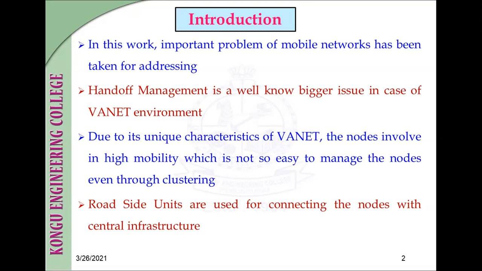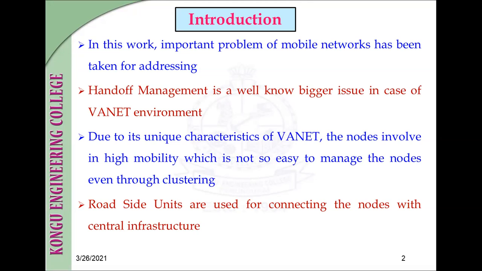This is a very challenging task in a vehicular network, because every vehicle moves at a faster rate, more than 150 kilometers per hour. That is why I have taken handoff management as a bigger issue in vehicular networks. And due to the unique characteristics of VANET, the nodes involve high mobility, which is not easy to manage, even through clustering.